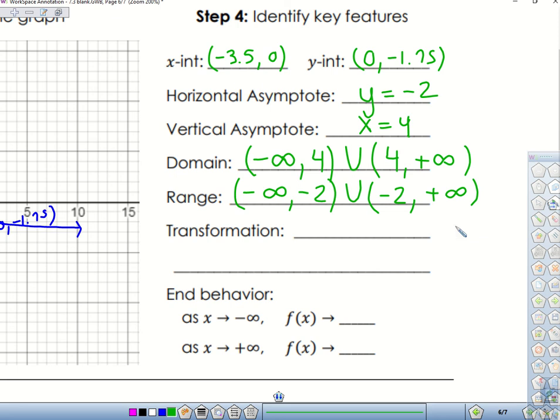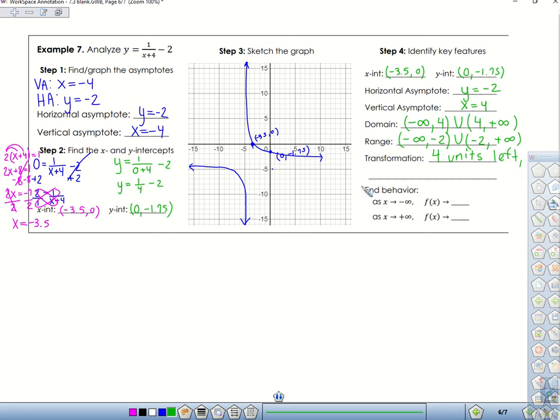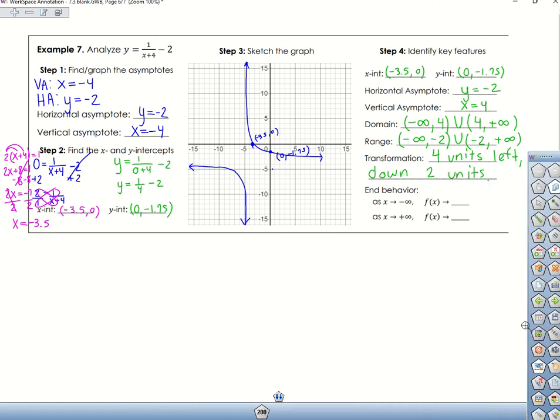And now we're going to talk about the transformation. The easiest way to do the transformation is just to look at the equation itself. So if we zoom out and look at the equation itself, we basically go 4 units what direction? Left. Good. And then we go down how many units? 2 units. And the a value wasn't changed, so we don't have any vertical stretch, vertical compression, or reflection.